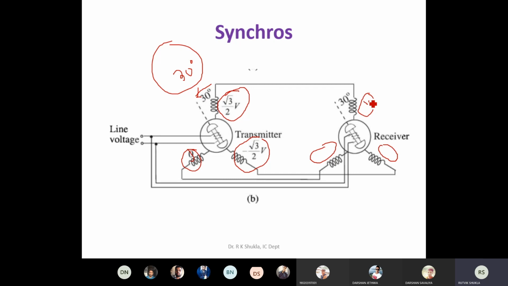Then on the other hand, by giving the same stator voltages on the receiver side, can I get the same angular displacement of the rotor? Yes, it is possible. Clear? This is how the synchros work. Now suppose if I want to achieve 30 degree, suppose if it becomes 31, what happens?